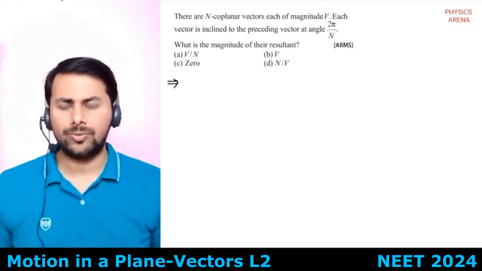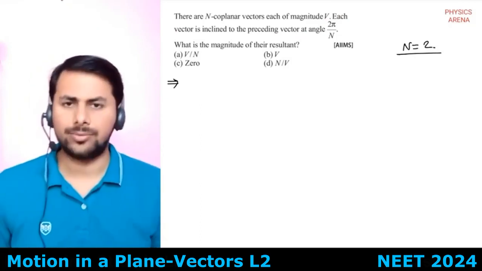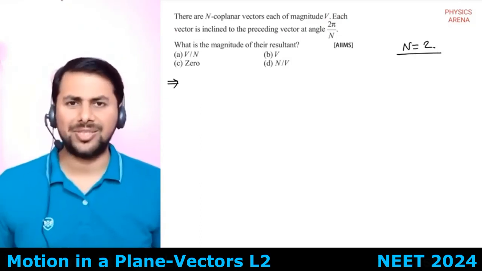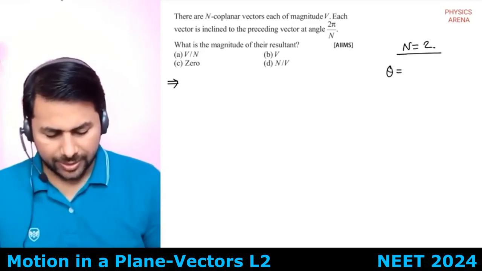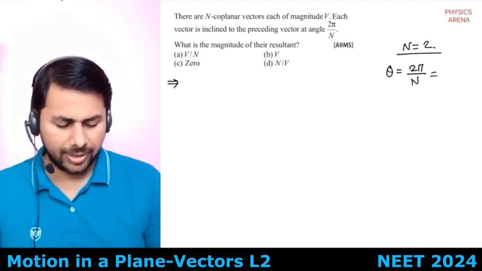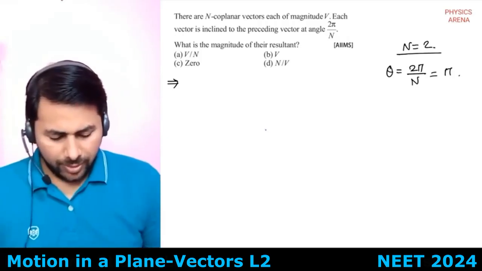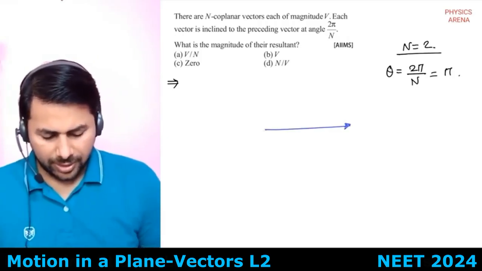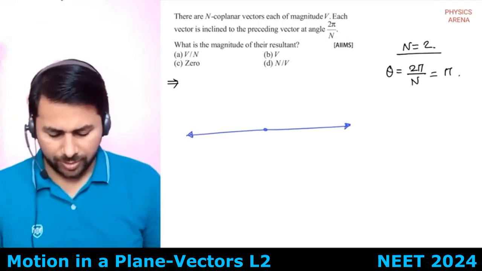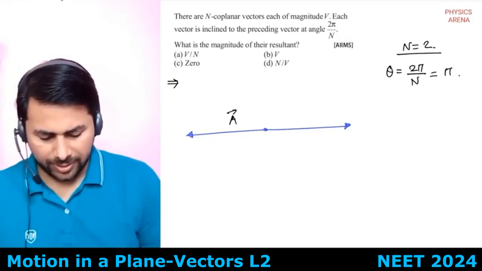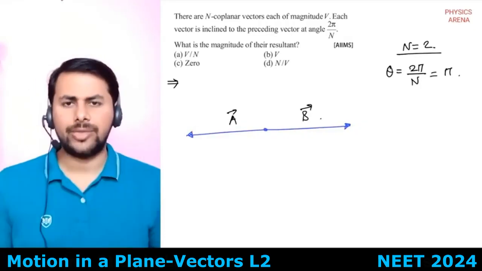So let's start from 2. Okay, so now if n is equal to 2, we can't imagine it otherwise, so we can put some values. What will be the angle between the two vectors? Theta is 2 pi upon n, that means 2 pi upon 2. That's pi. So you have one vector like this and the other vector will be like this. The magnitude of both of them is equal. So this is your a bar, this is b bar. Now if you add these two, what will be their resultant?